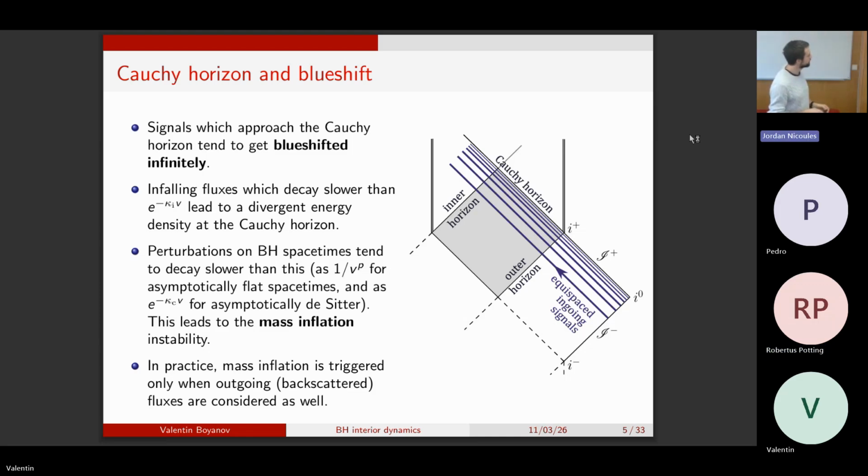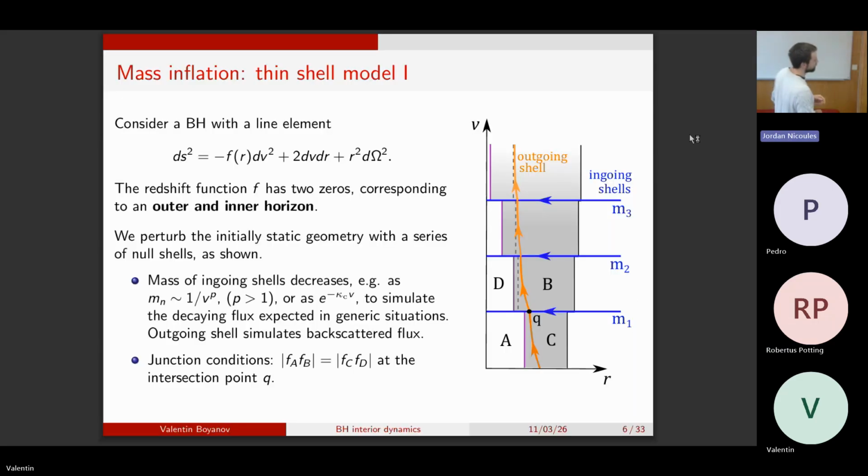So the full nonlinear effect is only present when you consider both ingoing and outgoing perturbations. And the outgoing ones you can think of as backscattered waves from the infall of generic perturbations. And the simplest way to get an intuition for what happens during mass inflation in the interior of the black hole is with a model that can be constructed simply with a series of thin shells.